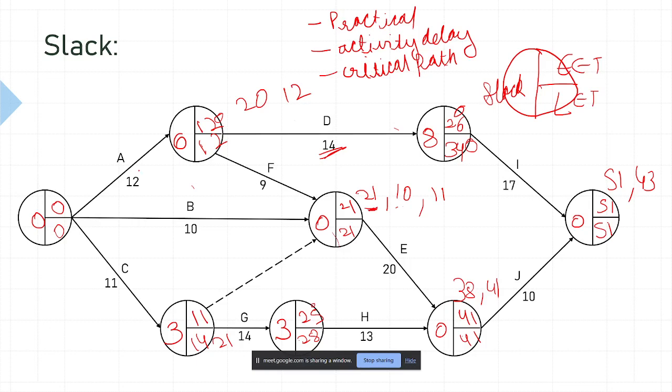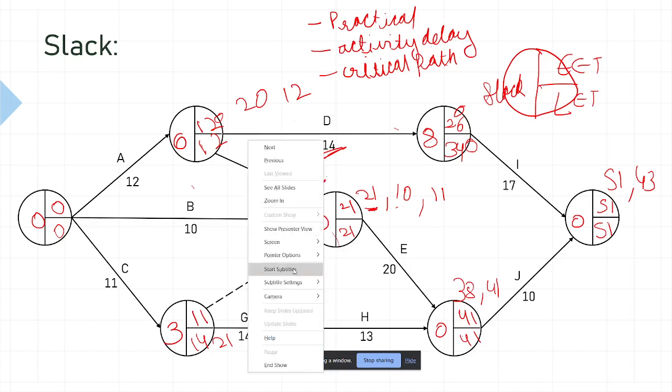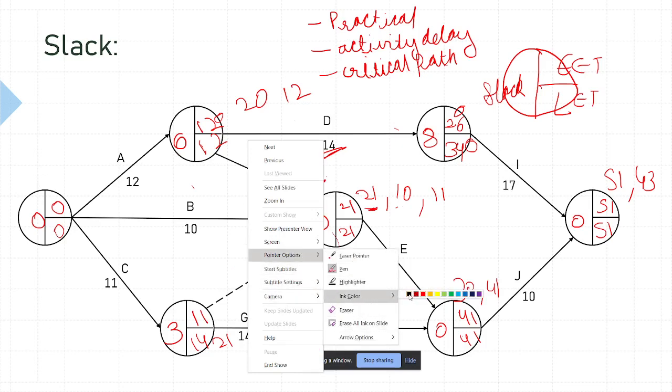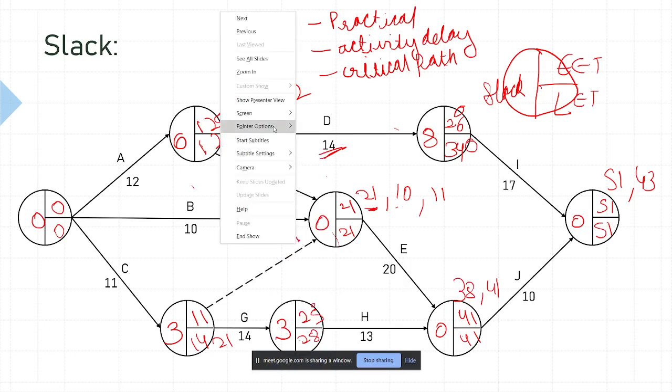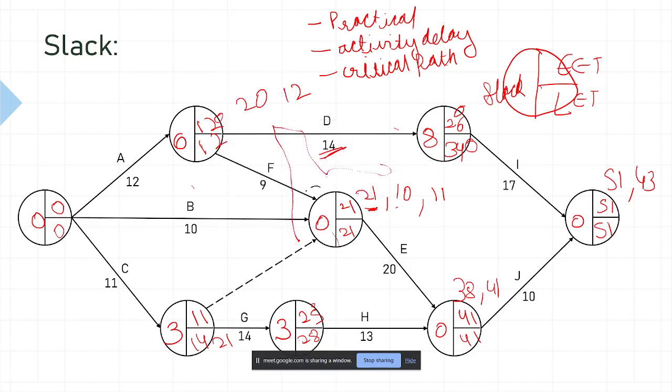Okay, so now let's suppose we are talking about this event. Let me change the color. What happened? Yeah, we are talking about this event, and here the Slack is 0. Can you delay any activity here? No, sir.